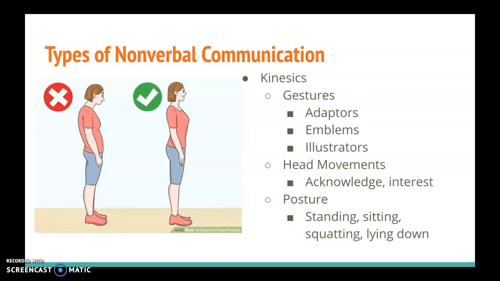So our posture communicates not only to others, but it also communicates to ourselves. And that's a really interesting part of posture and of kinesics. So as you can see, kinesics are a pretty big part of how we communicate non-verbally.